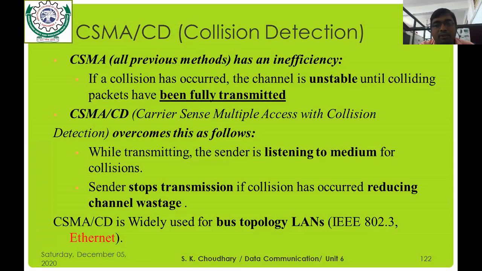Carrier sends multiple signals with the collision detection. While transmission, the sender is listening to the medium for the collisions, and the sender stops transmission if a collision has occurred. And in this way, it reduces the channel wastage. CSMA CD is widely used for bus topology lines like IEEE 802.3 or Ethernet. These are the applications where we have to use the CSMA CD techniques.